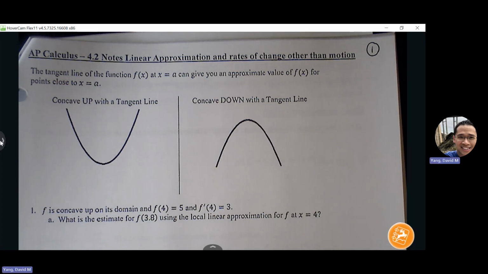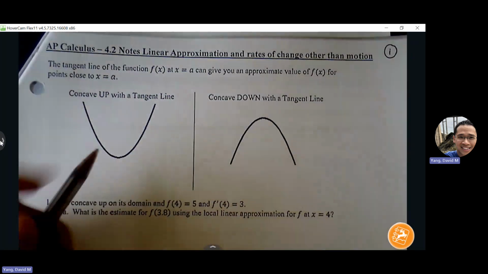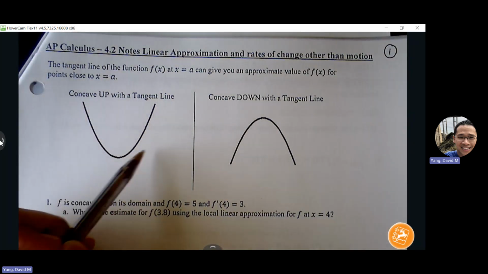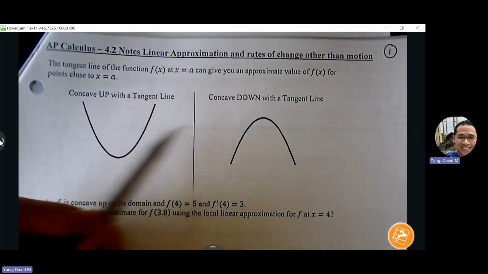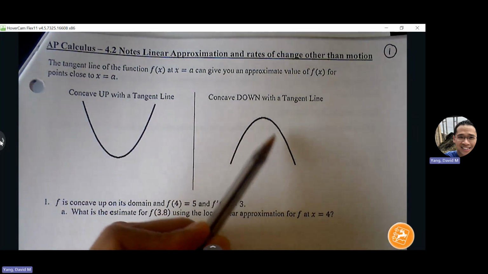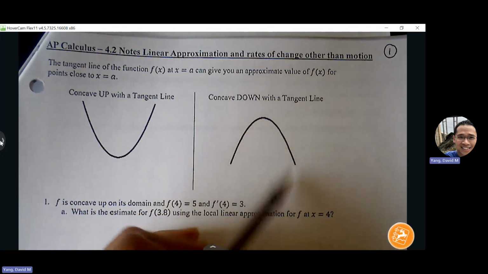A tangent line of a function f of x at x equals a can give you an approximate value of f of x for points close to x equals a. We haven't quite talked about this in detail yet, but we're going to talk about it after this unit, the idea of concavity. But right now, just know that concave up and concave down just means the curvature of the graph. So imagine concave up is a graph shaped like a parabola opening up. And then concave down is a graph shaped, again, like a parabola, but opening down.